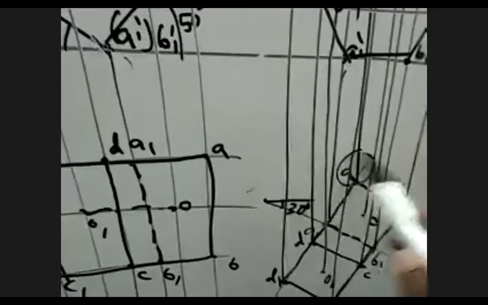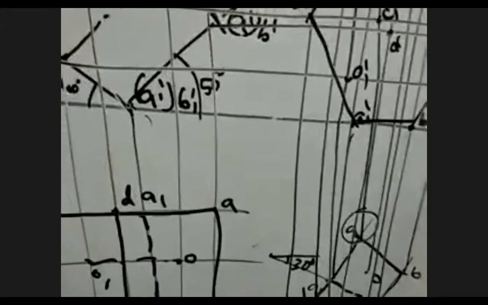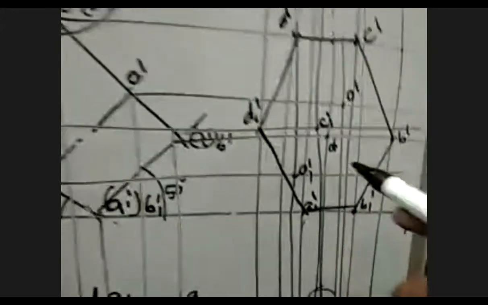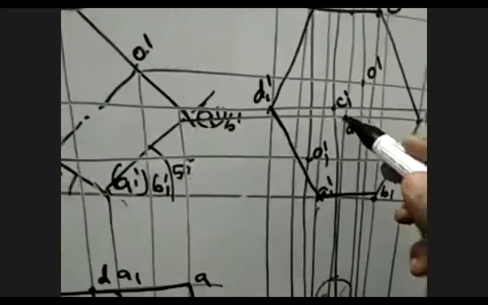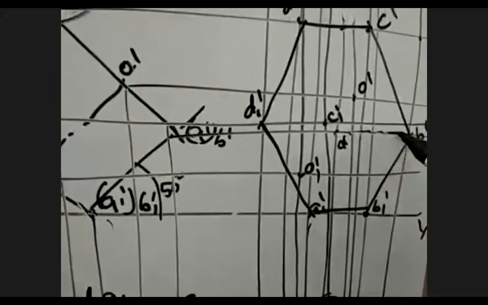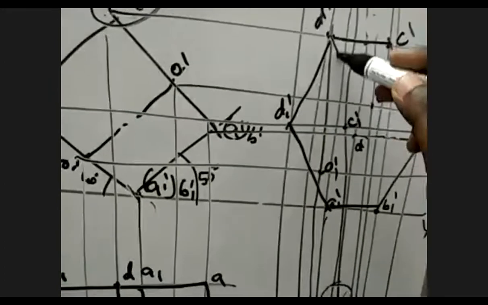Where is A point? A point is over here. Is it very close to the XY line? Yes. So it has to be drawn dotted. Which are all the faces you have to draw dotted? A to B, B to C, C to D, D to A. So A is here, A to B. This line has to be drawn dotted. A to B dotted. B to C is here, C to D here, D to A. It has to be drawn dotted. So this is dotted.